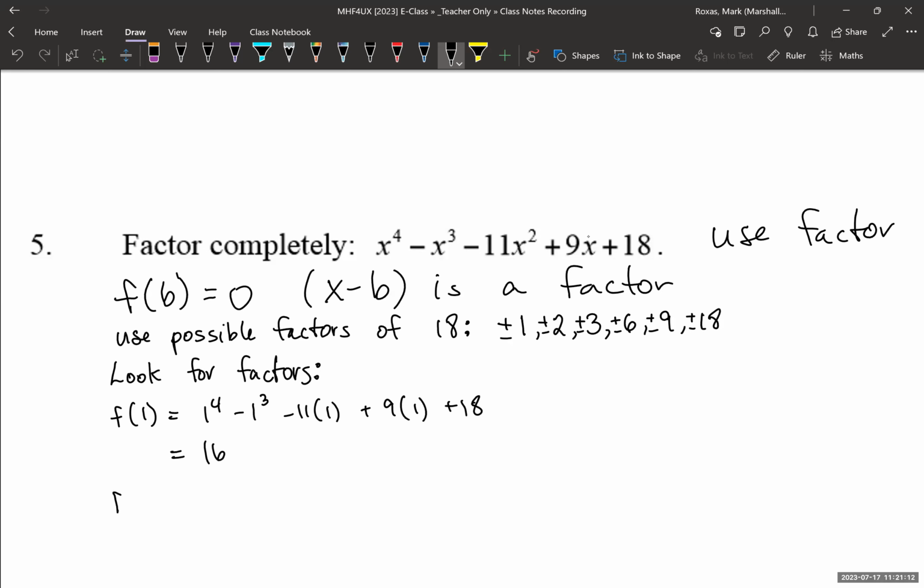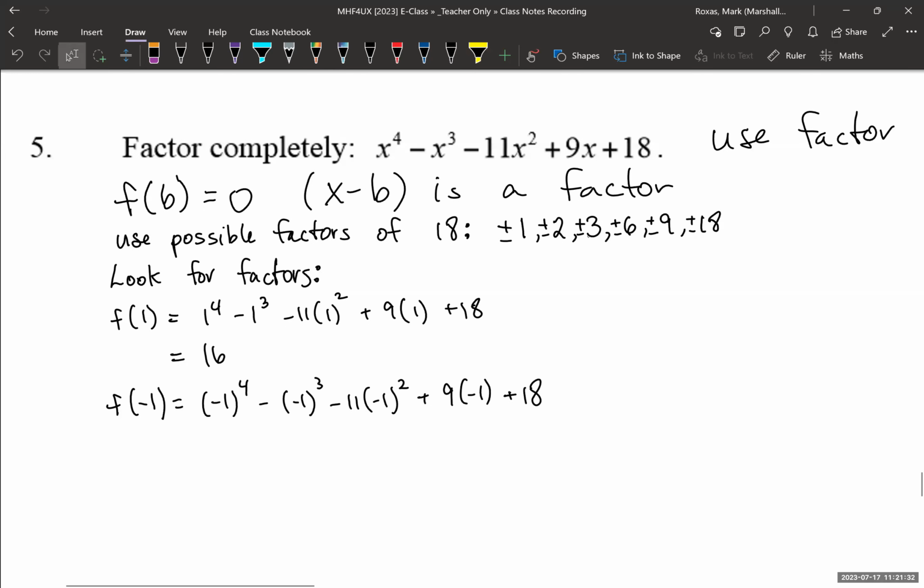What about f of negative 1? That might be better. Let's see. Negative 1 to the power of 4 minus negative 1 cubed minus 11 times negative 1 squared. I forgot to put a square there. And then plus 9 times negative 1 and plus 18. So we do this carefully. Negative 1 to the power of 4 is 1. Minus negative 1 cubed is 1.